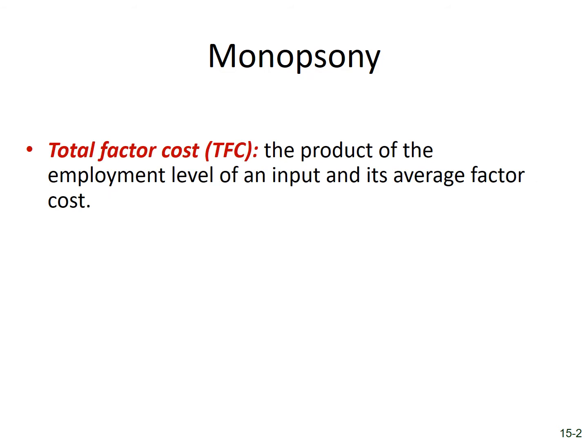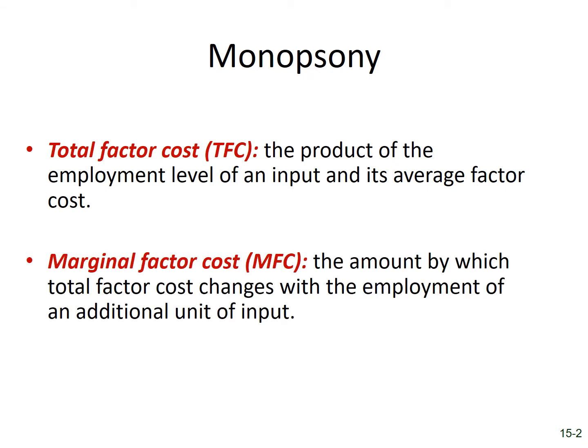First, let's define two concepts which are closely related to concepts we have already studied. The first concept is the total factor cost. It is the product of the employment level of an input and its average factor cost. The second concept is the marginal factor cost, which is the derivative of the total factor cost. More specifically, it is the amount by which total factor cost changes with the employment of an additional unit of input, in our case, labor.